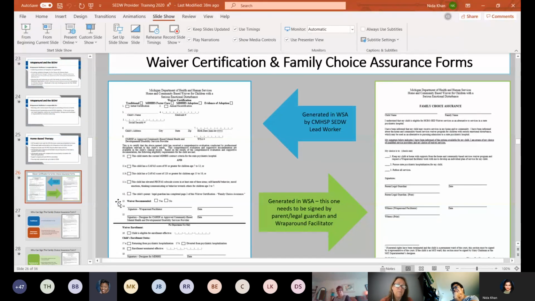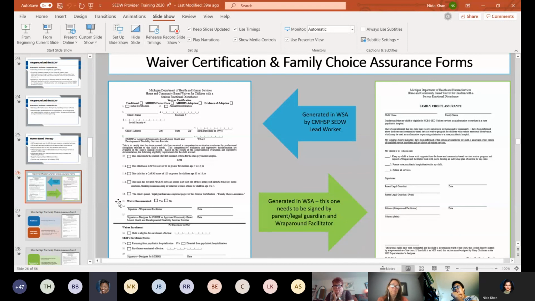And not going to spend a whole lot of time on this, but if you see, it actually has a summary of what we've talked about so far. Has the child's demographics. You see at the top, we're expected to check which subcategory the child is participating in. It has those CAFIS determinations we talked about, as well as mentioning that the child meets the MDHS contract criteria for state psychiatric hospitalization. And by saying they do that, it shows where we recommend it.